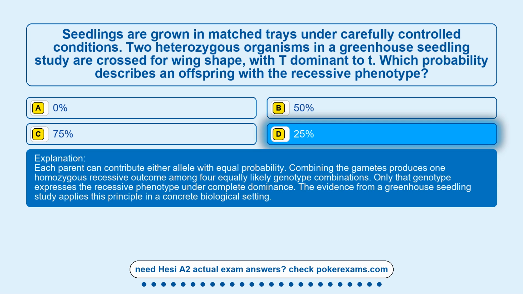Each parent can contribute either allele with equal probability. Combining the gametes produces one homozygous recessive outcome among four equally likely genotype combinations. Only that genotype expresses the recessive phenotype under complete dominance. The evidence from a greenhouse seedling study applies this principle in a concrete biological setting.